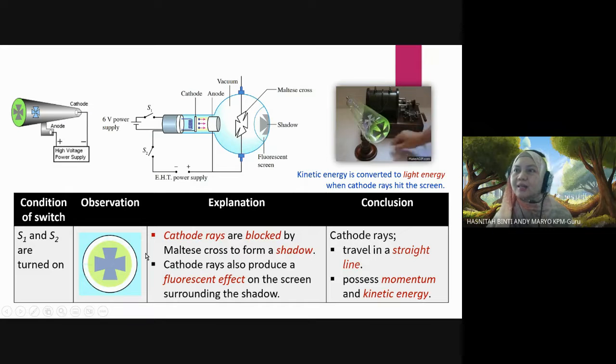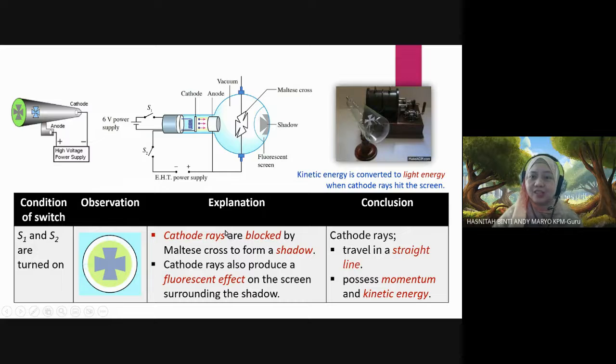Okay, so here cathode rays are blocked by the Maltese cross to form a shadow, and at the same time these cathode rays produce a fluorescent effect on the screen surrounding the shadow. This is a fluorescent screen. So there is a cathode ray, and when you display it to the screen, it appears as a green color. Green color shows that the cathode ray is reaching the screen.